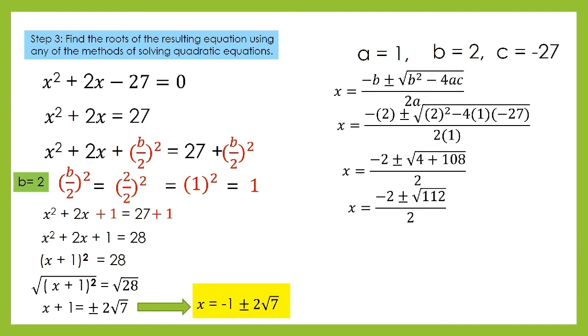All over 2. Ayan. Pwede nating i-simplify yung square root of 112. Ano yung factors ng 112 na may perfect square? 16 and 7. Square root ng 16 is 4, may iwan si square root of 7. We now simplify. Negative 2 over 2 is negative 1. 4 divided by 2 is positive 2 square root of 7. You can see, parehas yung nakuha natin using factoring and by using quadratic formula.